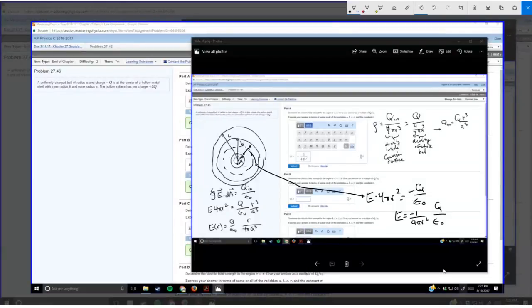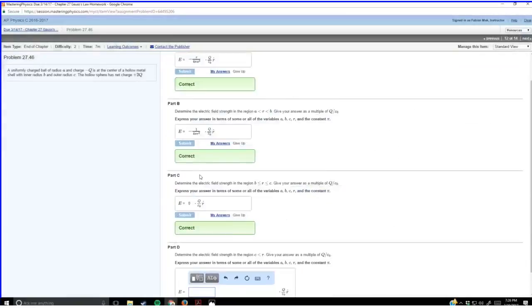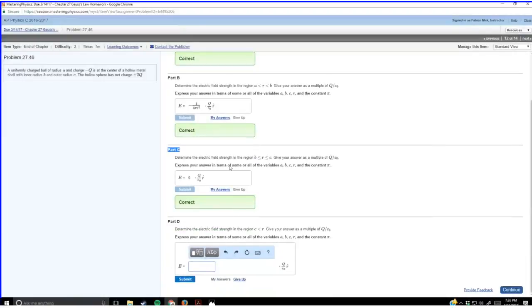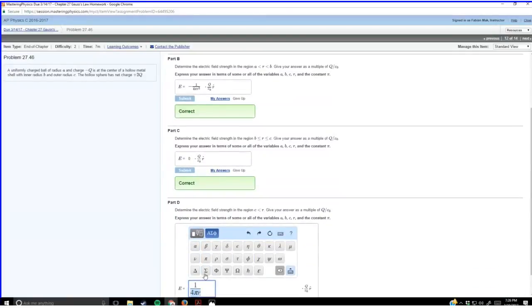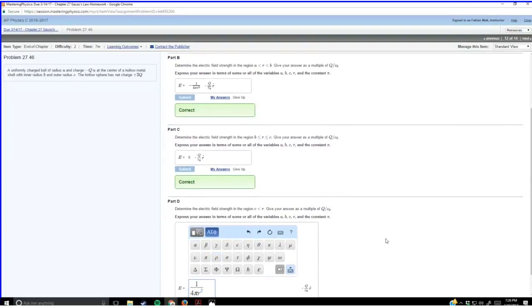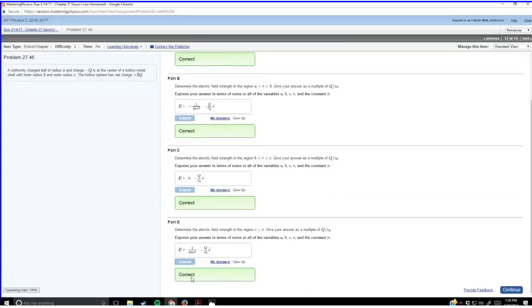Okay. All right. So, and then part C, you're the conductor, and then part D, you're outside everything. So your net enclosed charge was +1. Okay, it's +1 because plus 2 minus 1, so just +1. So now it's just a positive 4 pi r squared, as opposed to a negative.